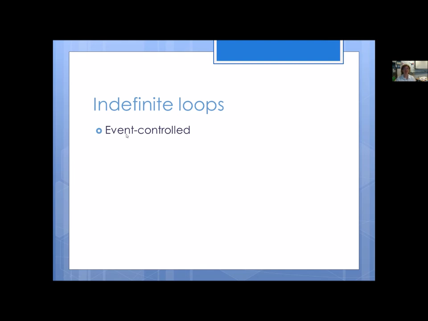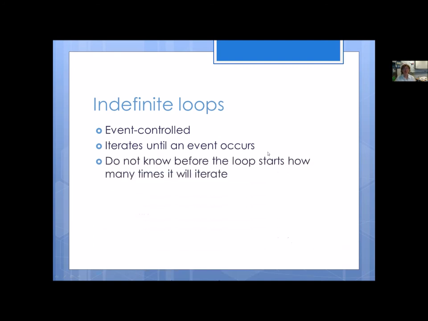So indefinite loops are called event controlled. That's because it iterates until an event occurs. You don't know before the loop starts how many times. It might be 5, it might be 10, it might be 7, it might be 0. So it just all depends on this event.